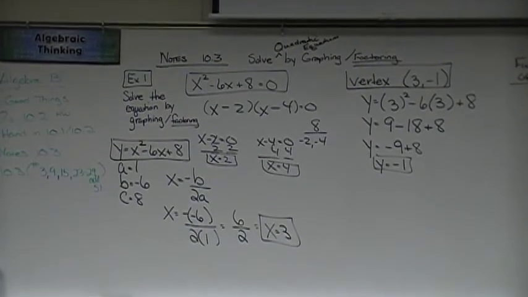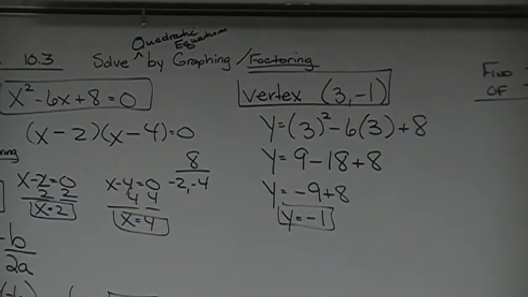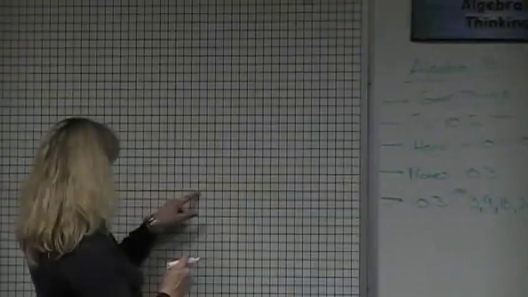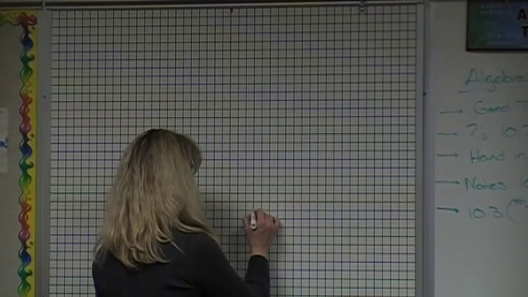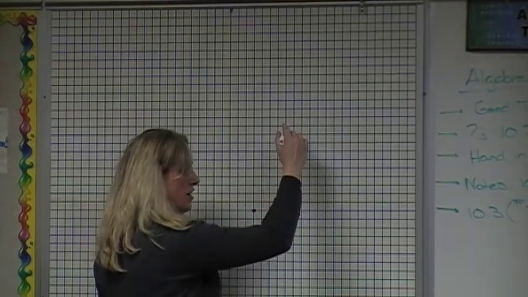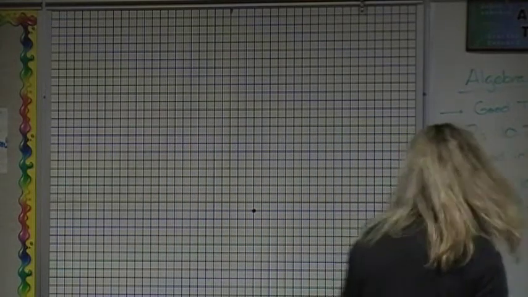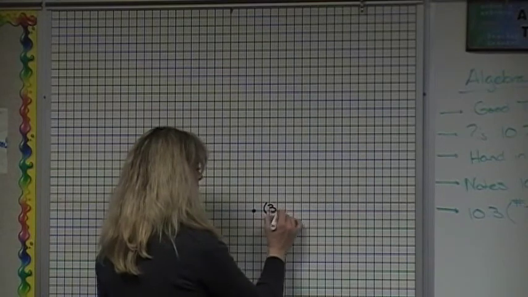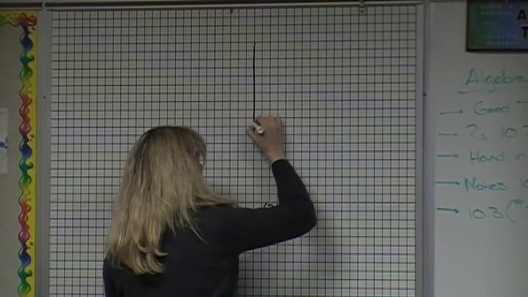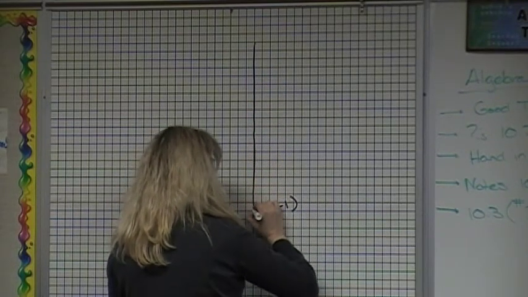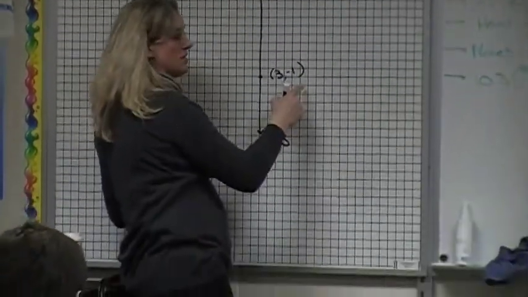Okay, so I'm going to start with my vertex. Here's my origin, over 1, 2, 3, and down 1. So here's our vertex. We already know the parabola is going to be opening up because our a was positive. Now I'm going to draw my axis of symmetry. My vertex is (3, negative 1) and my axis of symmetry is x equals 3, so it goes through my vertex. Label both of those, the axis of symmetry and the vertex. Always label those two things.